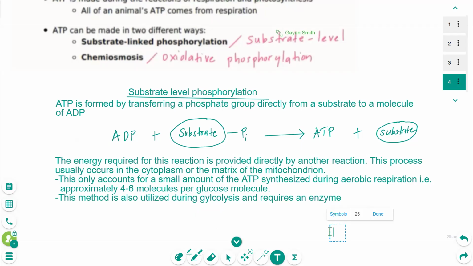So basically, we're just taking the phosphate group directly from one substance and adding it into the ADP to make it into ATP. And that doesn't make much of the ATP in our cells, though. Only a very tiny fraction of our ATP is made by substrate level phosphorylation. So it means that the bulk of the ATP is going to be made by the second process, which is chemiosmosis, and that's the one that we're going to focus on.